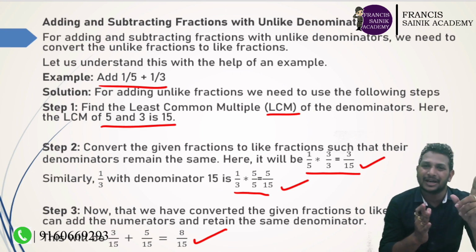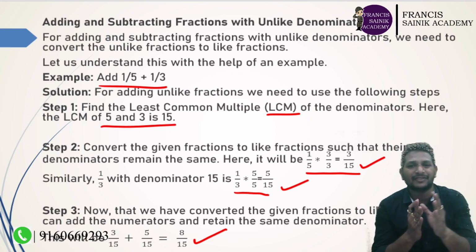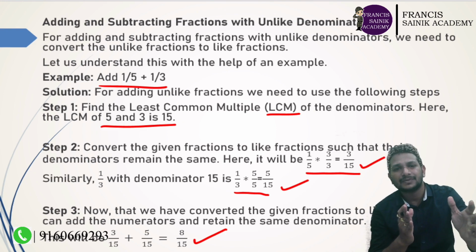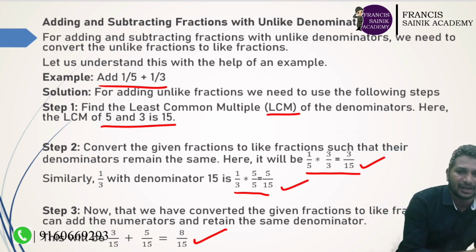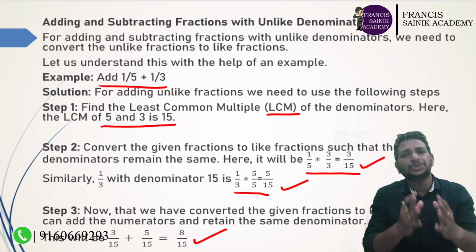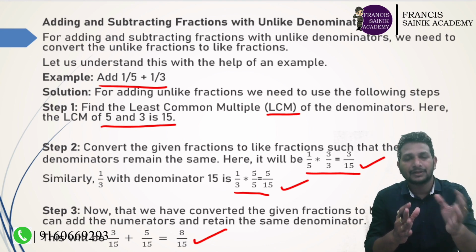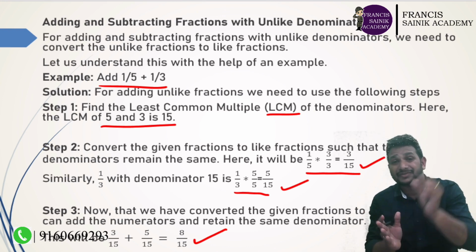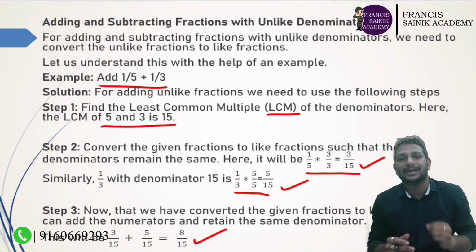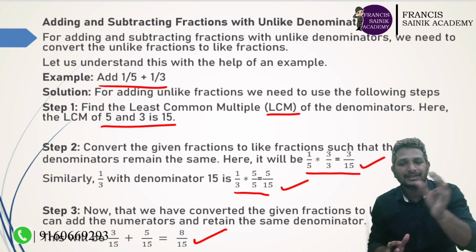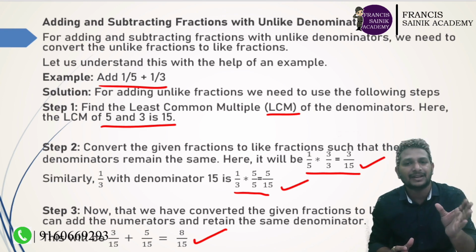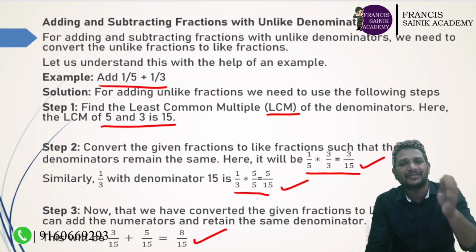First try to convert unlike fractions to like fractions, and then simply do the operation, addition or subtraction, accordingly. So how to convert unlike fractions to like fractions? First take out the LCM of the denominators. In this example, the denominators are 5 and 3. I took the LCM of 5 and 3, and we got 15.